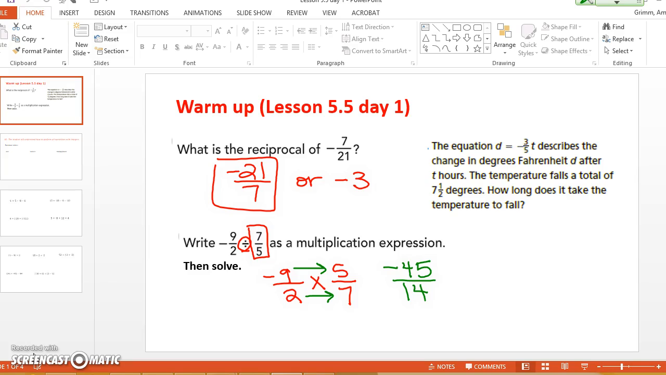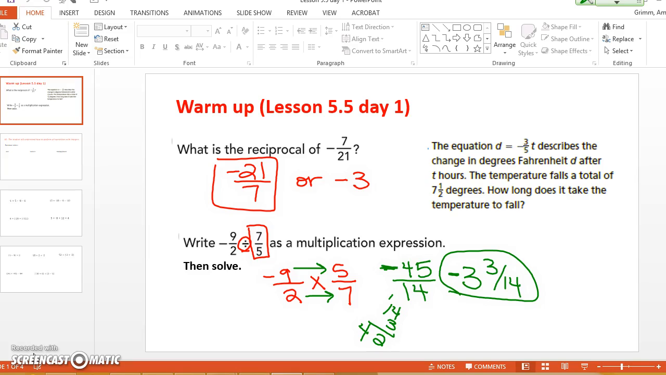Now, okay, let's simplify. I've got to change its form. Brianna, how many times does 14 go into 45? Very good. 3 times, right? Okay, and so 14 times 3 is 42. So how far is it from 42 to 45? 3 more over 14, and then I have to remember that this fraction was negative, which means this whole number is negative, and that would be my final answer. Negative 3 and 3/14.